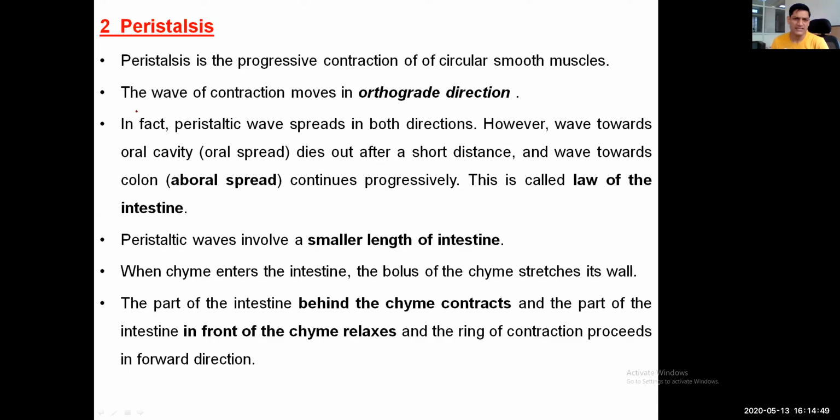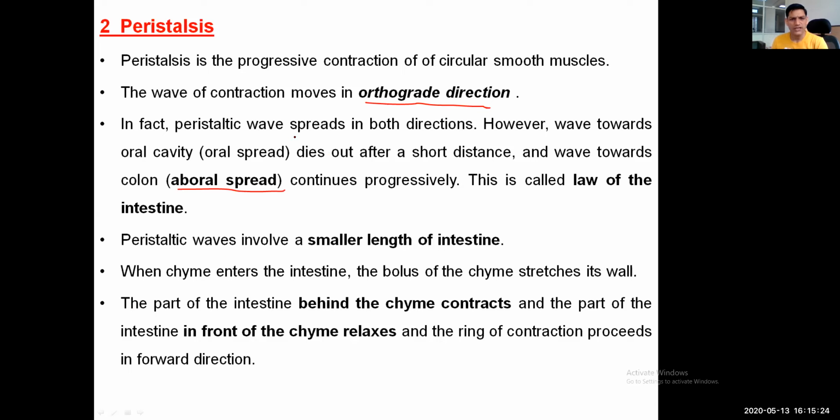The second one is peristalsis. Peristalsis is the progressive contraction of the circular smooth muscle. This is mainly in an orthograde direction. Orthograde direction means aboral spread. Aboral spread means mouth to anus. The food is traveling towards the anus. So this is a peristaltic movement.